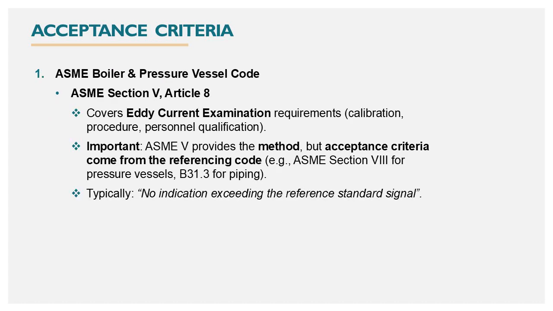Eddy current testing acceptance criteria. Number 1 is ASME Boiler and Pressure Vessel Code, ASME Section 5, Article 8. It covers eddy current examination requirements, calibration, procedure, personnel qualification. Important, ASME 5 provides the method, but acceptance criteria come from the referencing code, for example ASME Section 8 for pressure vessels, B31.3 for piping. Typically, no indication exceeding the reference standard signal.